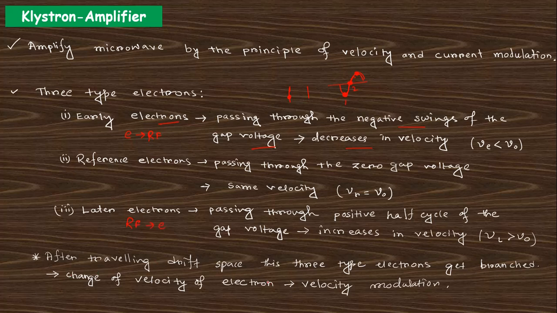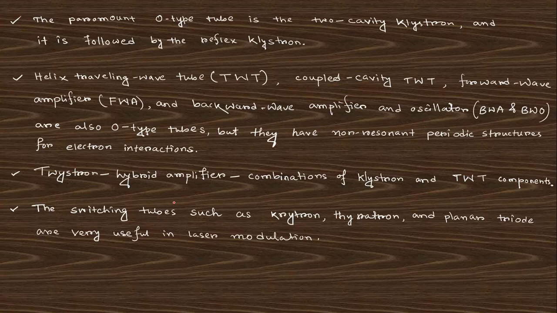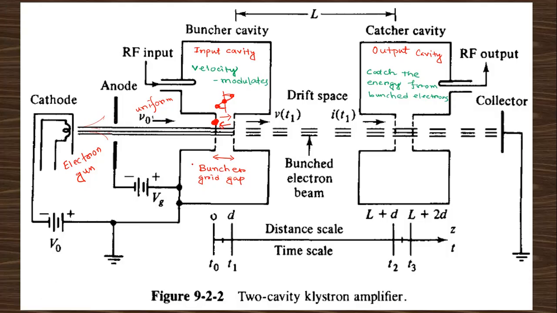So after traveling, that is called drift space. This is drift space. Here the electron velocity is actually modulated within this region, the Buncher grid region. Here the velocity of the electrons is modulated.